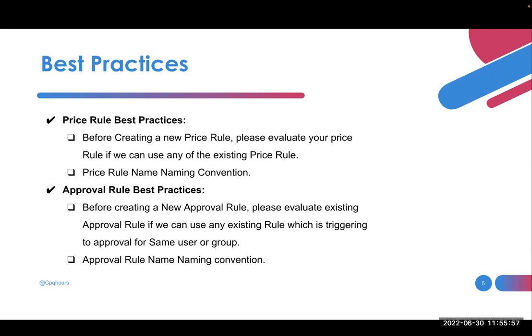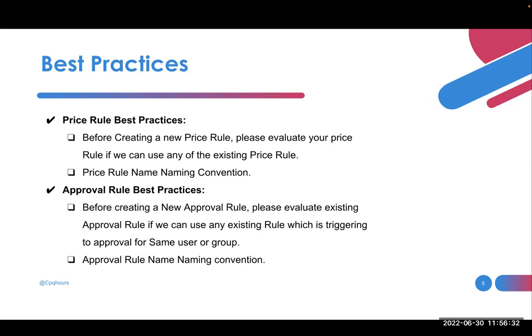Now coming to the next part: before creating a new price rule, we have to evaluate whether that price rule already exists in the system. If we need to alter conditions and that price rule is already there, we do not need to replicate or duplicate those price rules again and again. If you are creating a duplicate price rule, you are definitely compromising your CPQ engine and its performance. So do not create multiple price rules, and do not create multiple approval rules either.